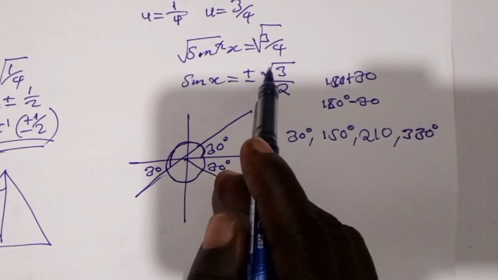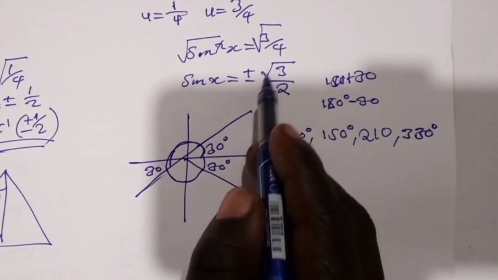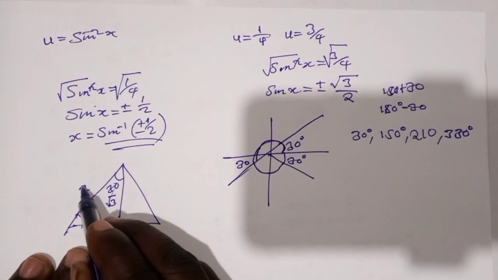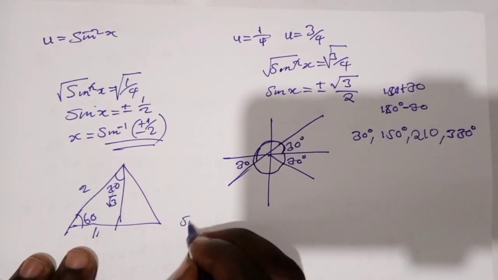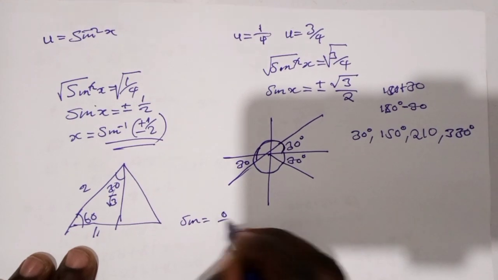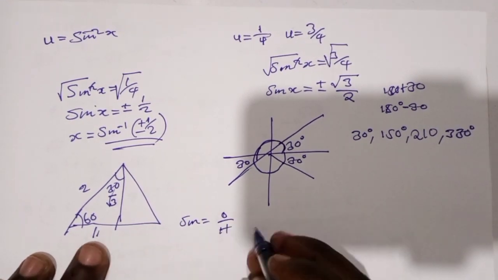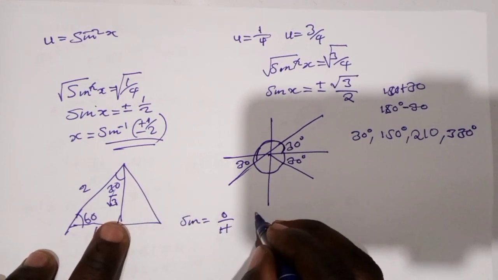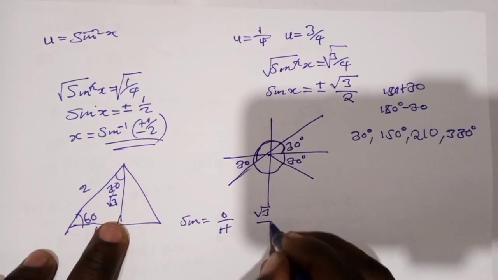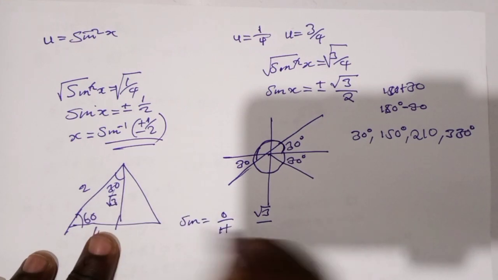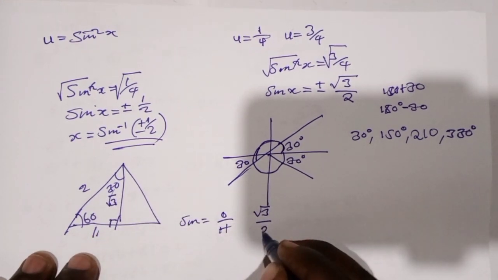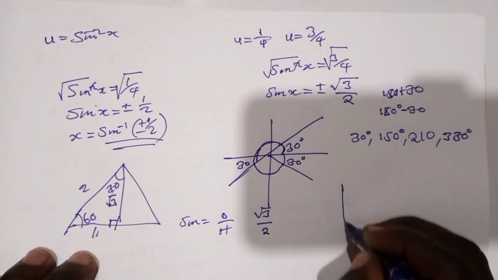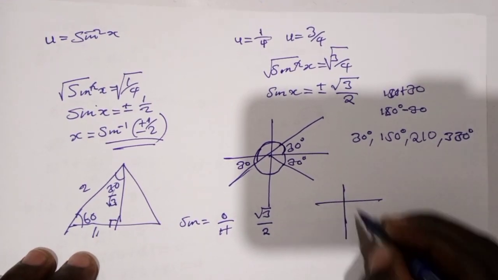Let's move on to this one here. Root 3 over 2, because it is sine, which is opposite over hypotenuse, right? Opposite we have root 3, then hypotenuse we have 2, right? Then from the same, let's draw another quadrant here.